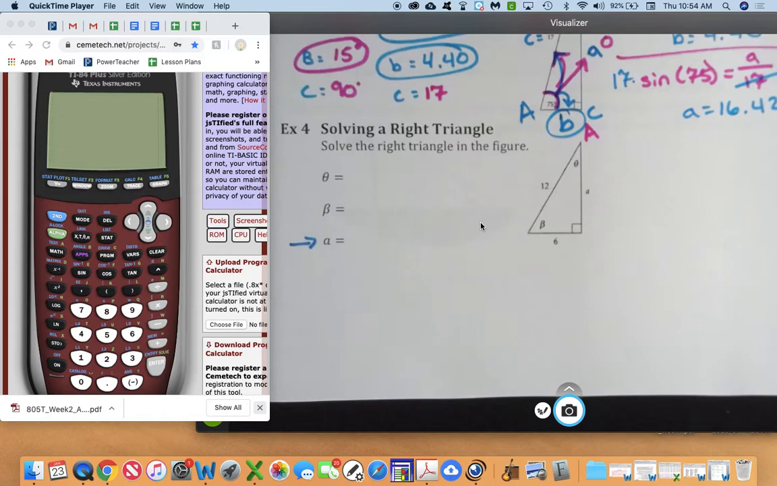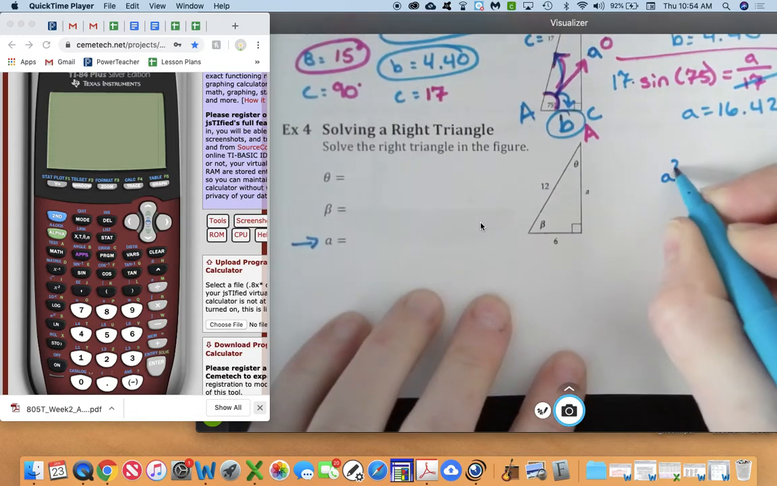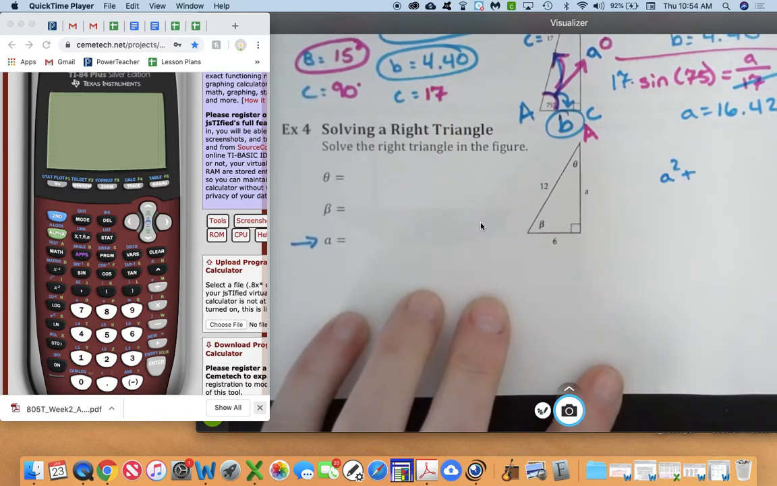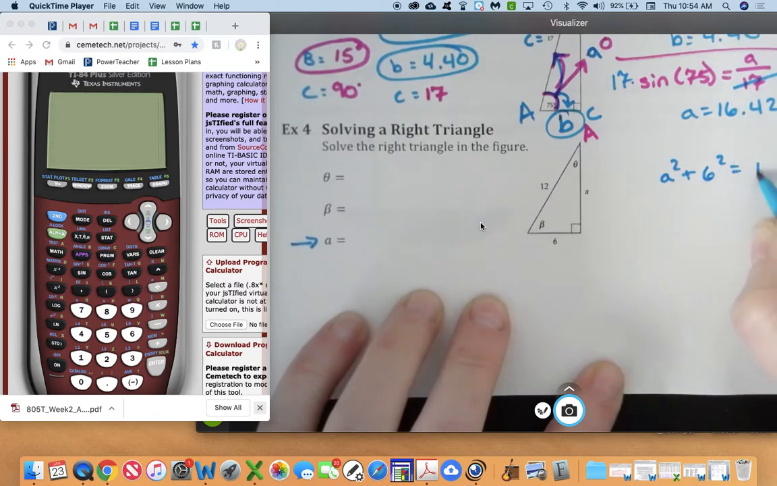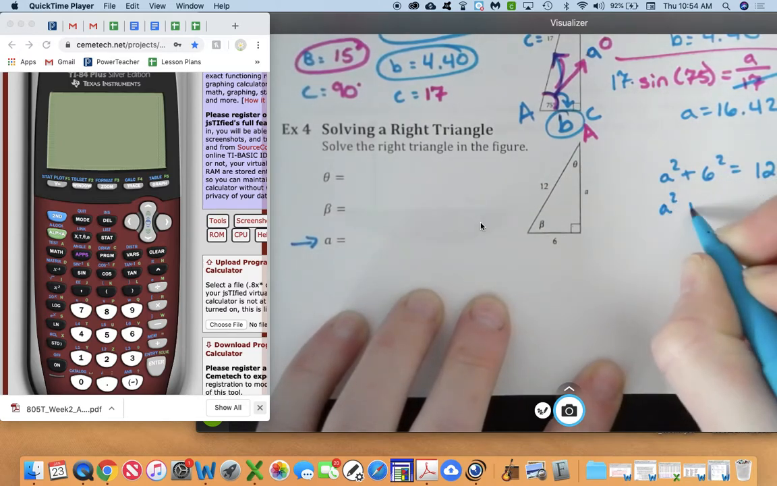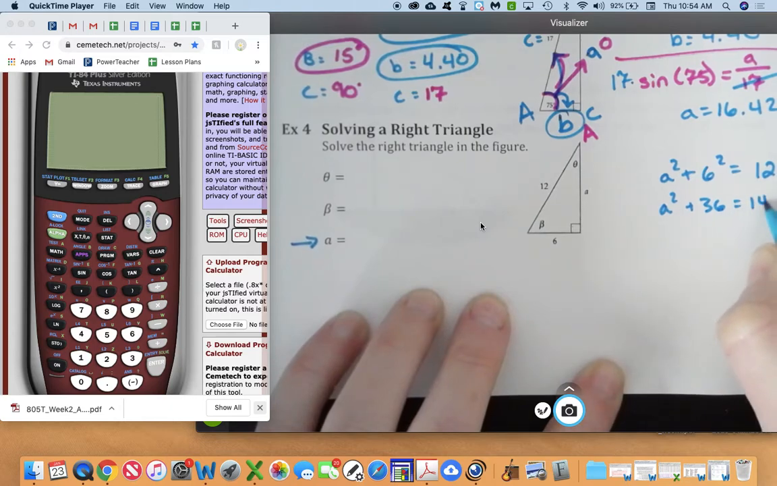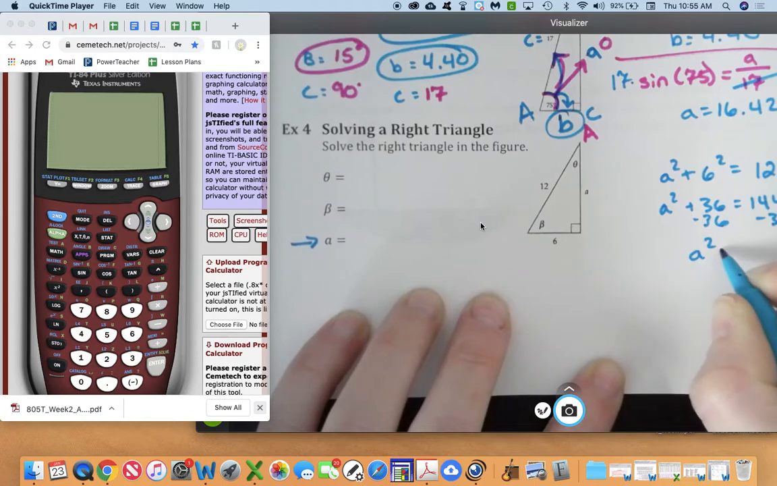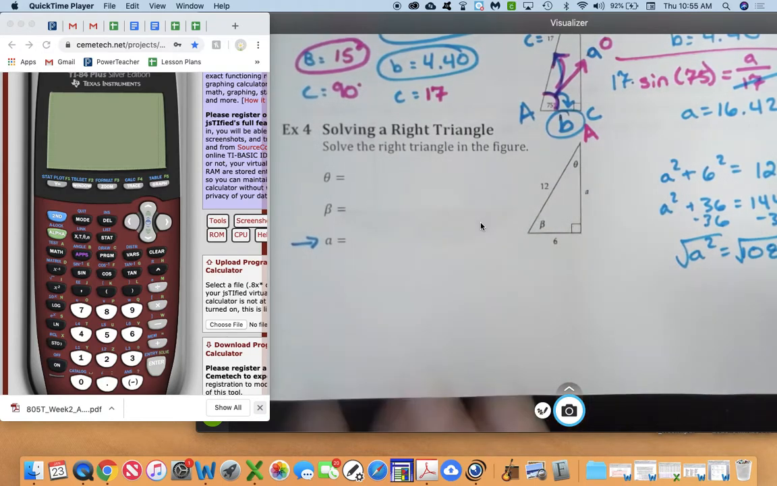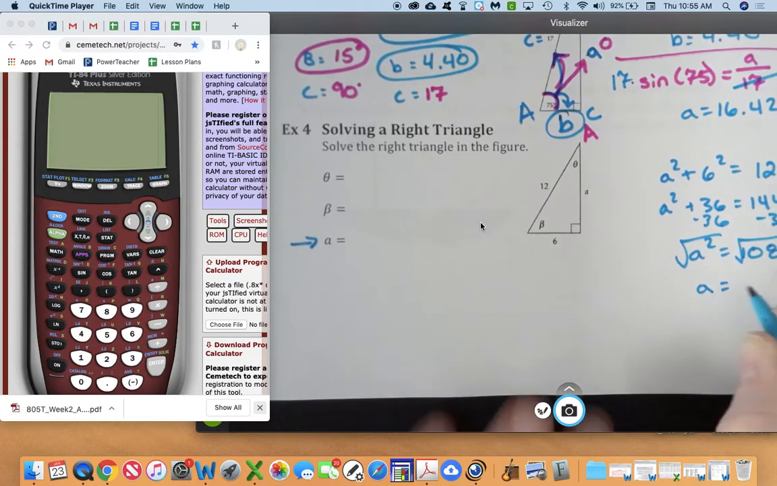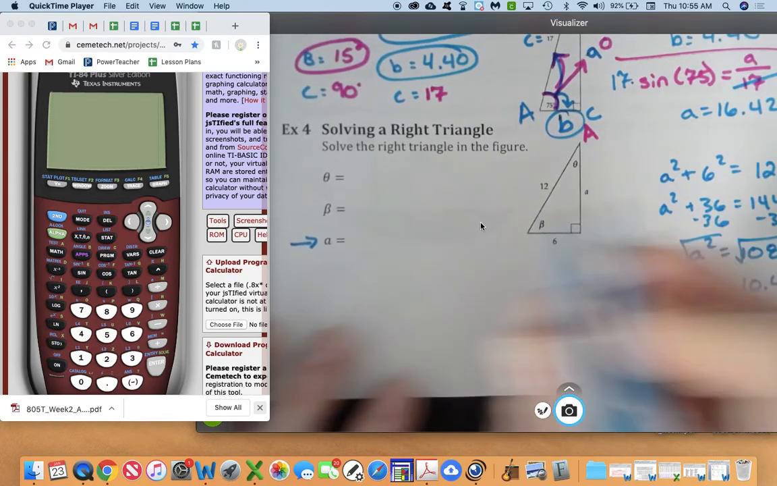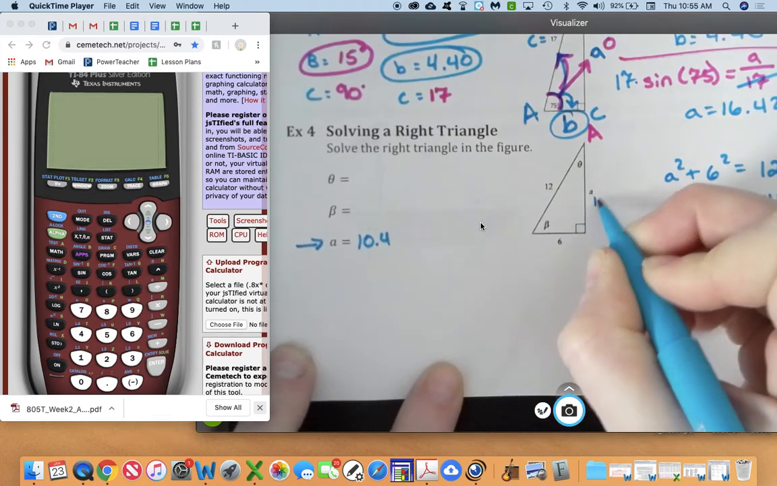How do you solve little a? Pythagorean theorem. So a squared plus 6 squared equals 12 squared. A squared plus 36 equals 144. You should do some of those in your head. Minus 36. A squared equals 108. Take the square root. Give me one decimal. 10.4. Yep, 10.4. Okay, there he is.